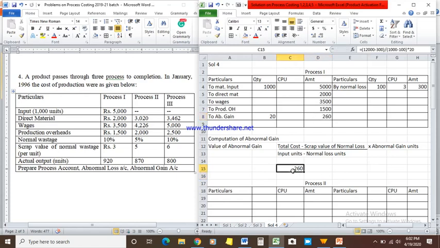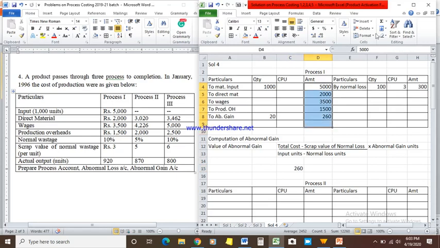I'll repeat, I'll show you how this calculation has been done. Here it is 12,000, the total cost, minus 300, divided by input units 1000 minus normal loss units, multiplied by abnormal gain units. So the answer that we get is 260, which is written here.